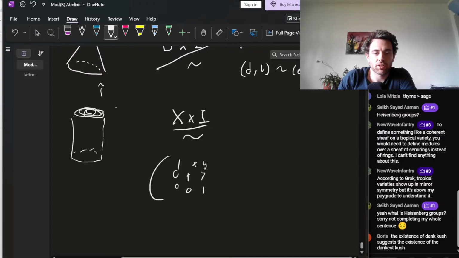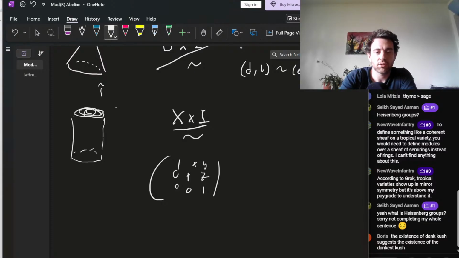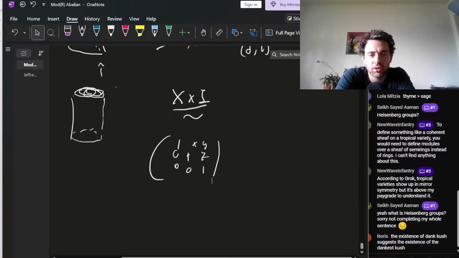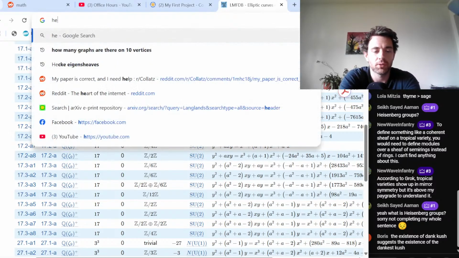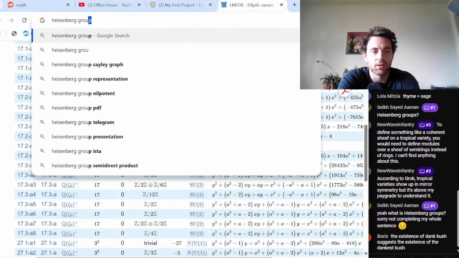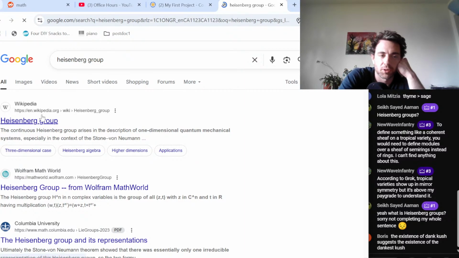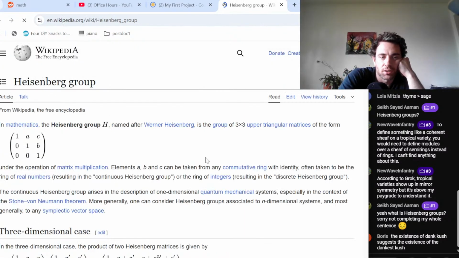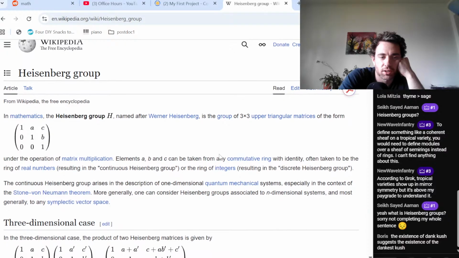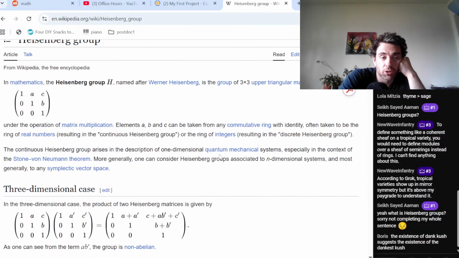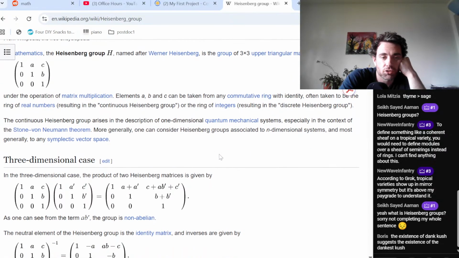I think it's just... Is it just this? It's just the upper triangular matrices in GL3, the classical Heisenberg group. It's an example of a nilpotent group. Yeah, I was right. Haha. I am a genius because I remembered this basic thing. But the Heisenberg group is actually very, very interesting.